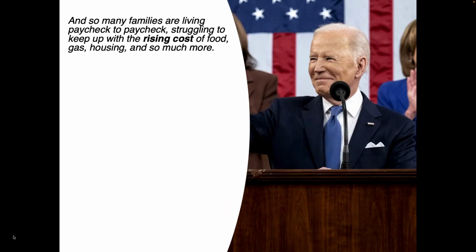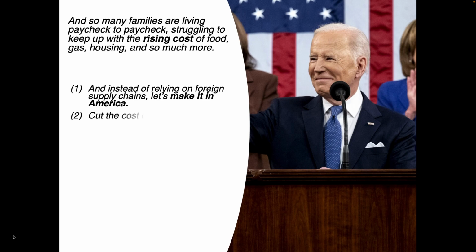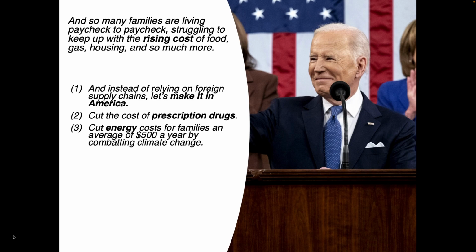Okay, so now we are ready to use the macroeconomic model to analyze the three ideas the Biden administration has suggested to lower prices. One, instead of relying on foreign supply chain, let's make it in America. Two, cut the cost of prescription drugs. And three, cut energy costs for families at an average $500 a year by combating climate change.